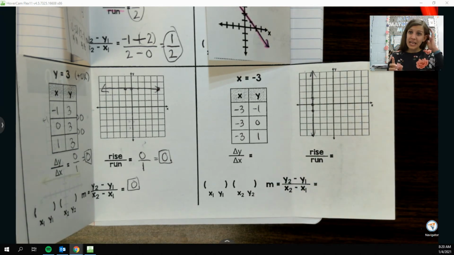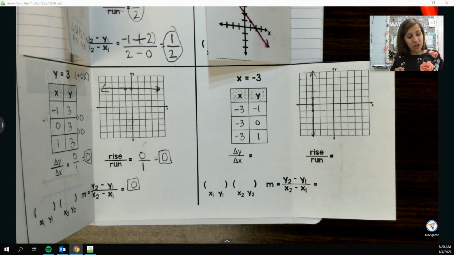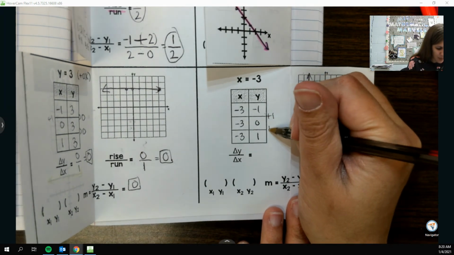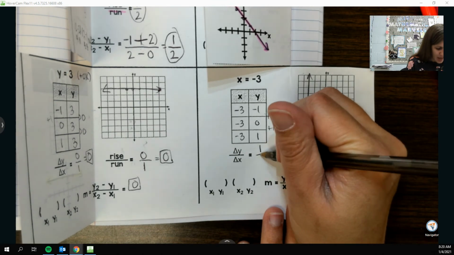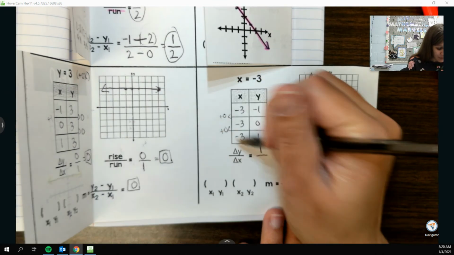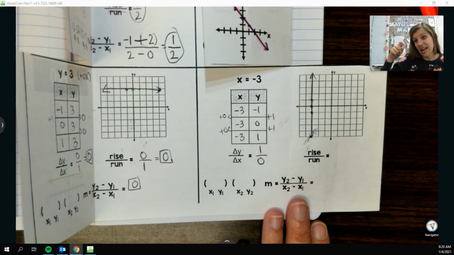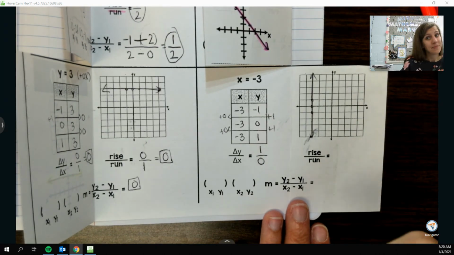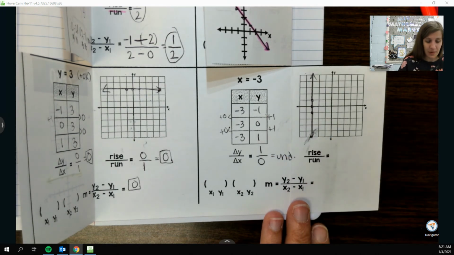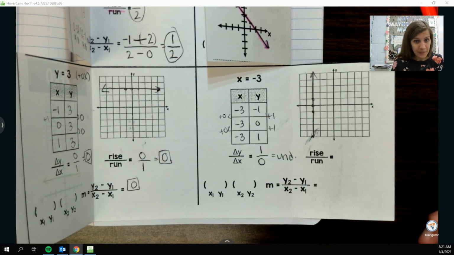Now, if we think about this as change in y over change in x, y went up 1 and up 1. X isn't going up at all. That's up 0, up 0. And if 0 is ever in the denominator, that can't happen. You can't divide by 0. This is undefined. So that's why we call it undefined slope.